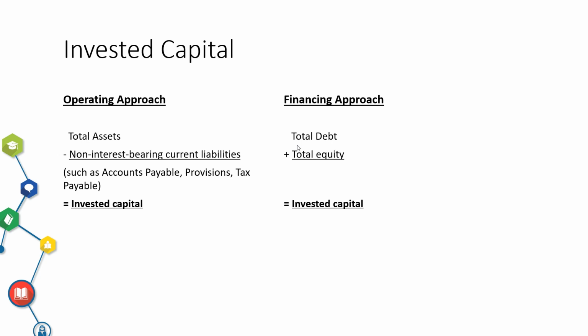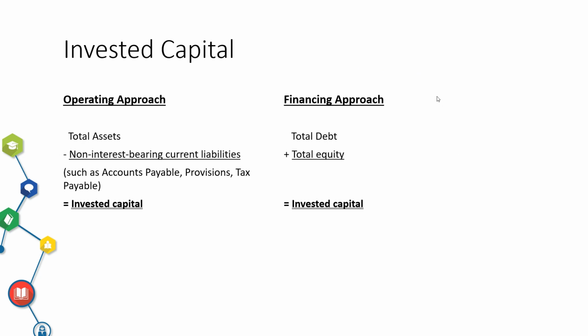Invested capital tries to measure exactly how much capital is required to operate a business. It can be defined in two ways. First, the operating approach. This is the amount of net assets a company needs to run its business. Starting with the asset side of the balance sheet, the calculation of invested capital begins with total assets, then reduced by non-interest bearing current liabilities, NIBCLs. NIBCLs are basically all current liabilities that are not debt, with accounts payable often the most sizable item.